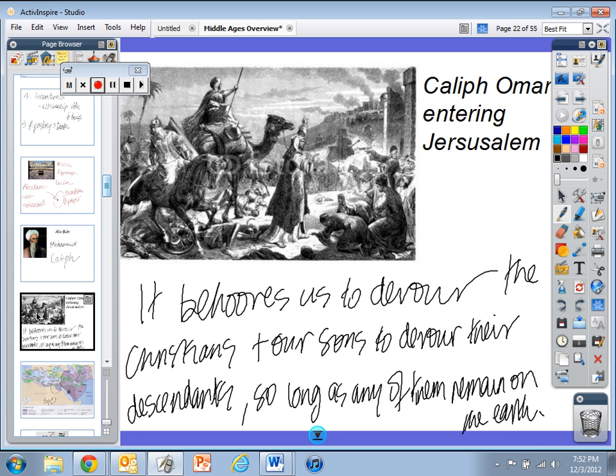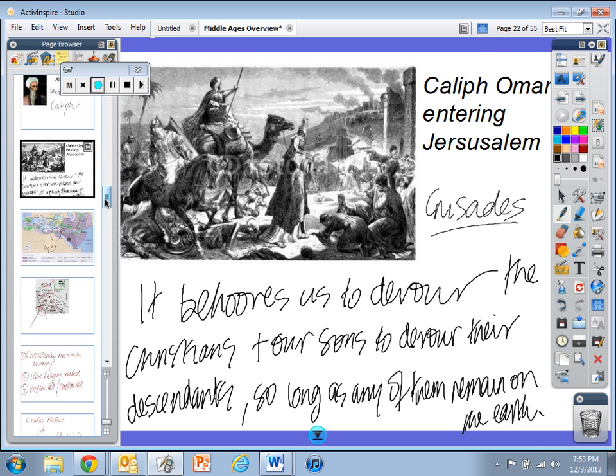Okay, Caliph Omar entering Jerusalem. If you saw that one, you talk about how this is setting the scene for ye olde crusades. Okay? Who's in there? Why? Why are they on camels? Why are they traveling? What century are we in? Who are the crusades? When are they going to last to? Okay? So that would be another important image.